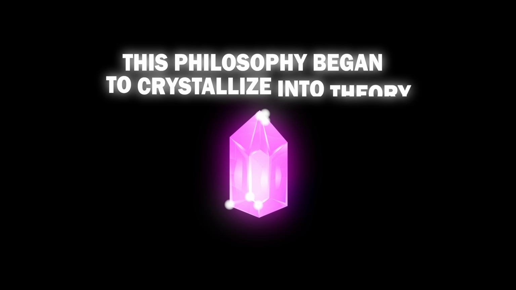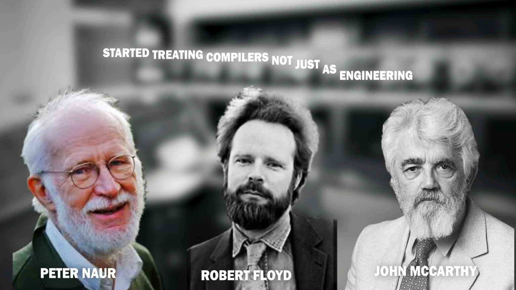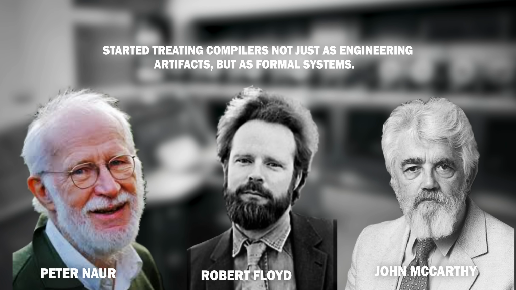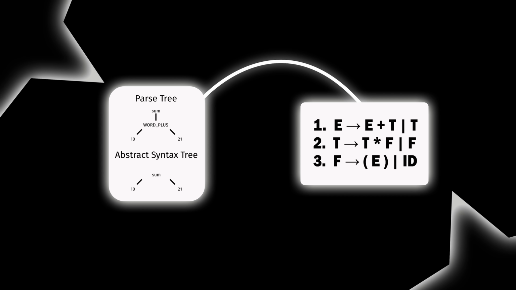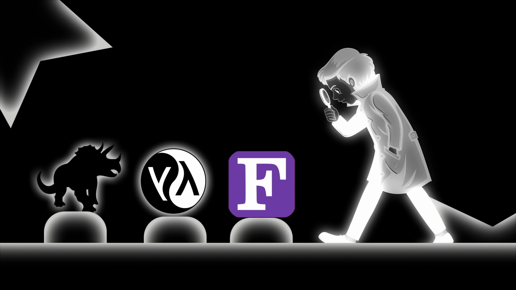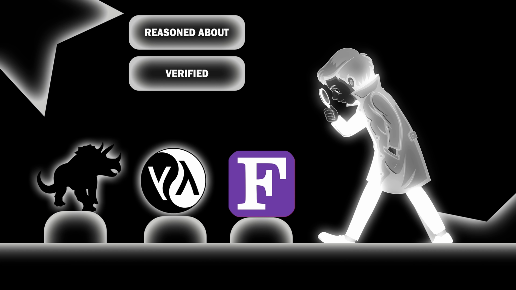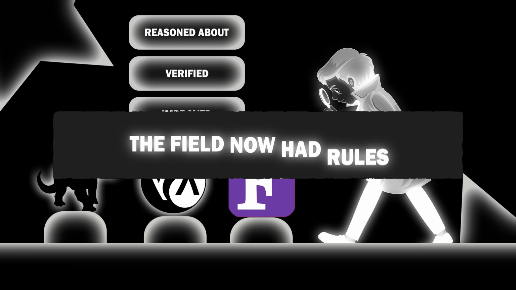By the early 1960s, this philosophy began to crystallize into theory. Researchers like Peter Naur, John McCarthy, and Robert Floyd started treating compilers not just as engineering artifacts, but as formal systems. Parsing algorithms were grounded in the mathematical structure of context-free grammars, first articulated by Noam Chomsky. This turned programming languages into objects of rigorous study, things that could be reasoned about, verified, and improved. The field now had rules.